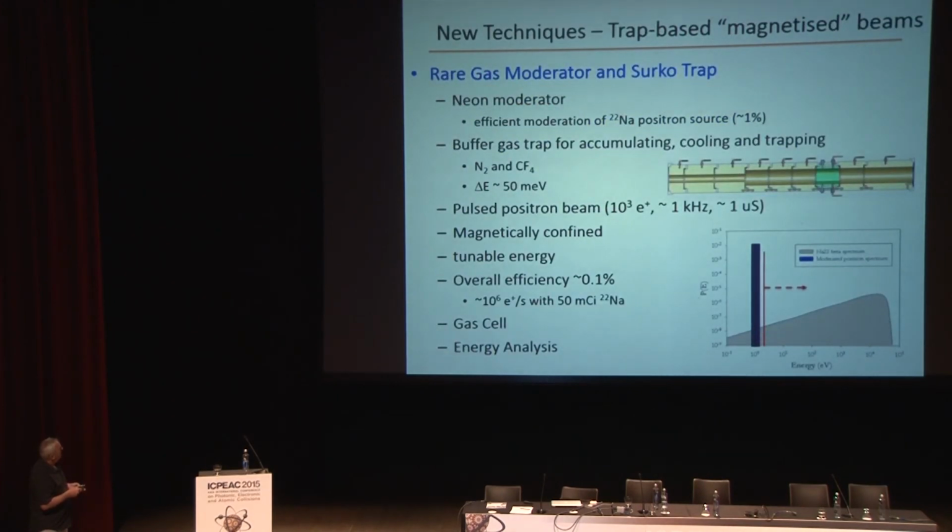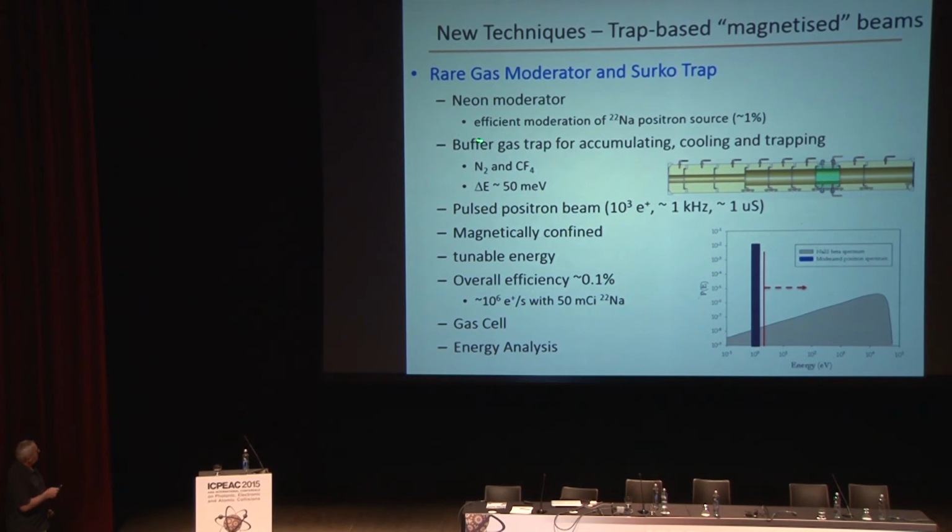So I think one of the big boosts that this field has received over the past 20 years was the advent of the so-called Surko trap. Cliff Surko and colleagues at UCSD developed a technique for trapping and cooling positrons, which has turned out to be extremely useful for a whole range of measurements.